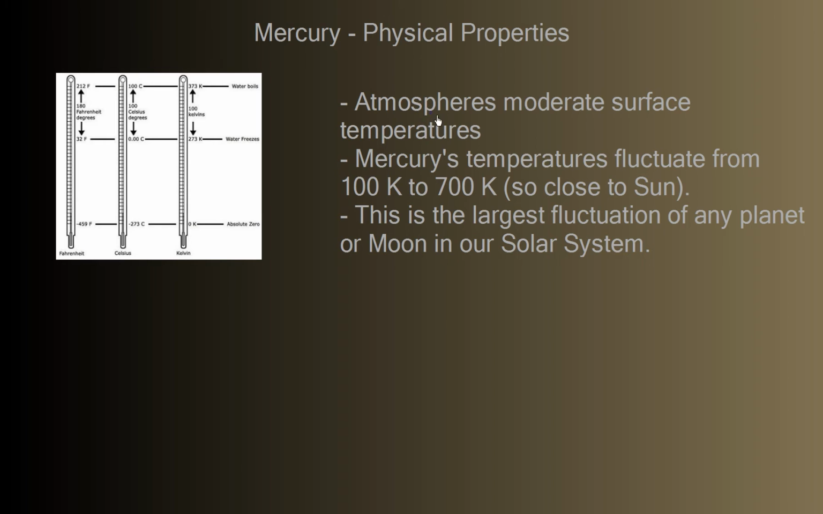What makes Earth nice for life, nice and stable, is the atmosphere, and one thing that the atmosphere does is it moderates temperature. It keeps the temperature from fluctuating wildly up and down. Since Mercury doesn't have this atmosphere, it doesn't have this moderating influence. So the temperatures of Mercury fluctuate wildly. They go from negative 100 Kelvin to 700 Kelvin. And they can get so high because Mercury is so close to the sun.